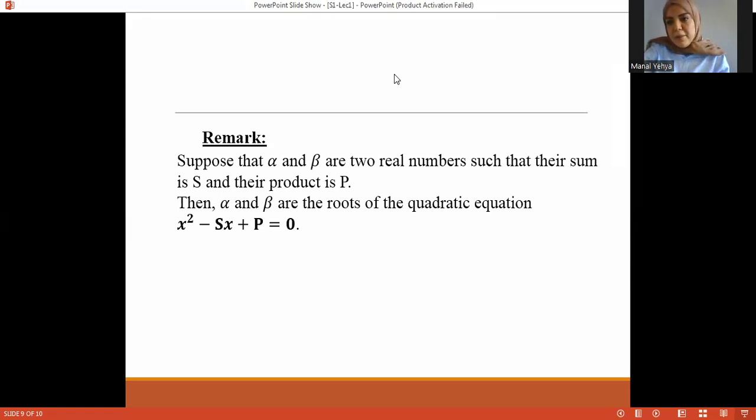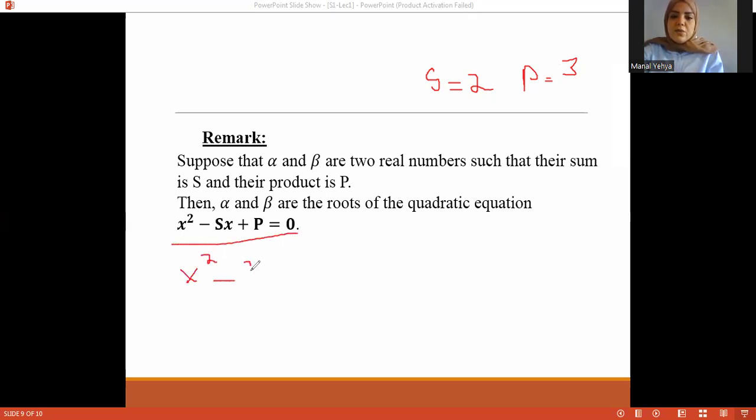Suppose, for example, I told you that the equation has roots with a sum of 2 and a product of 3. Can you write for me, please, the quadratic equation? You can directly write it using this relation: x squared minus 2x plus 3 equals 0. And this is the quadratic equation. You can write it directly. So there is a relation between the sum and the product and the equation itself.